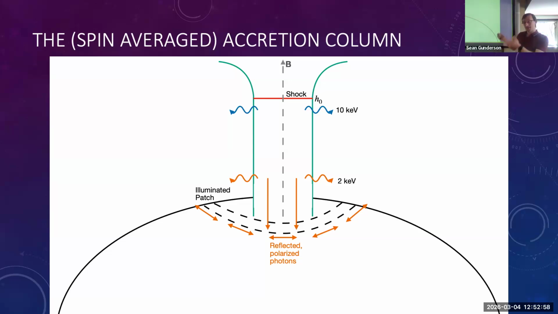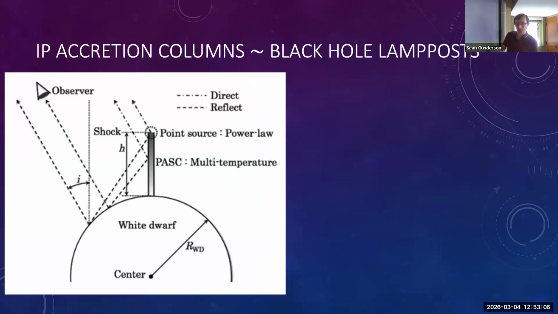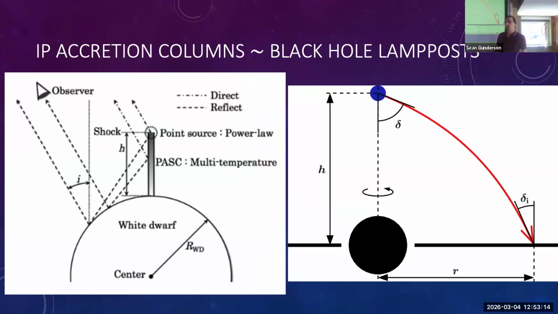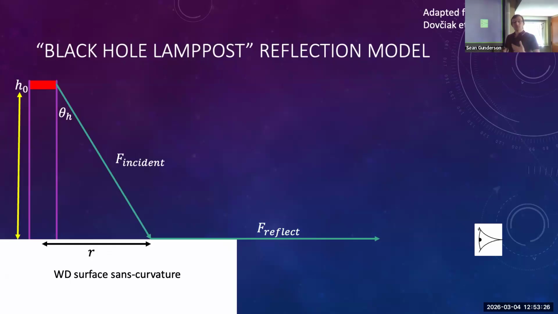So now that we have this picture, how do we get out H naught? Because that's what I said at the beginning was the important quantity that matters. Well, if I look at this diagram of an intermediate polar's accretion column, to me it looks like a lamppost for a black hole. So what if we modify a black hole's model to be used on a white dwarf? Because the geometry is effectively the same. So this is going to be adapted from Dovčiak's paper in 2004, where I'm just going to assume we have a nice 2D geometry. We're going to ignore curvature. We're going to ignore some of the other effects, but just this simple picture.